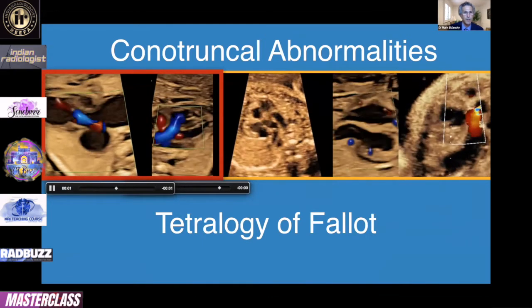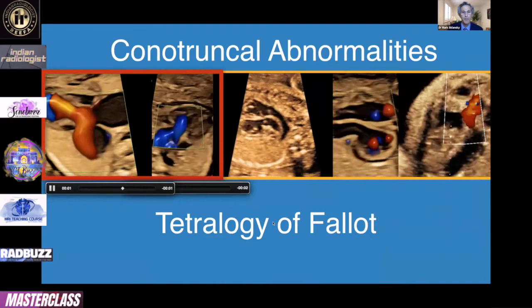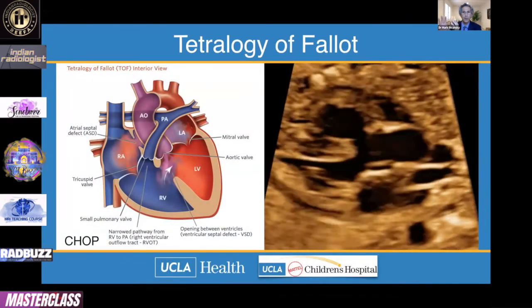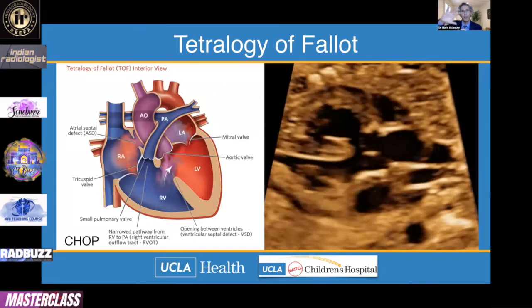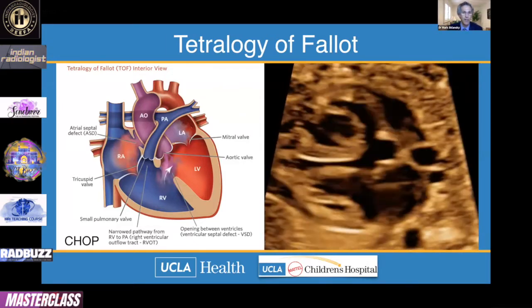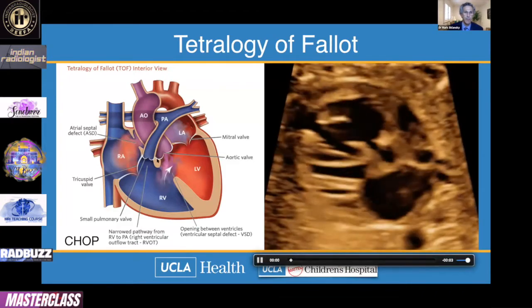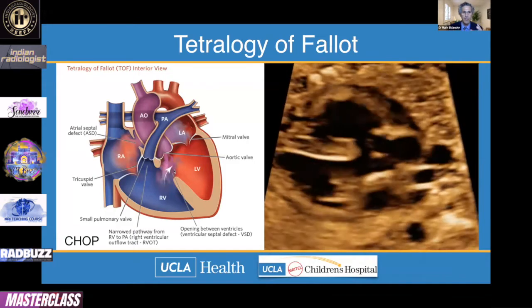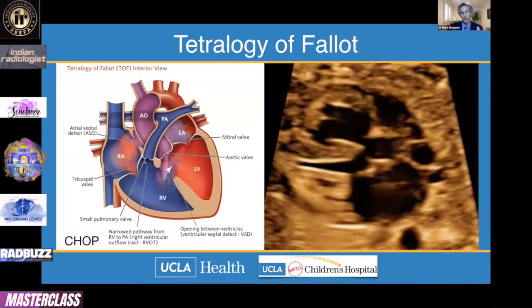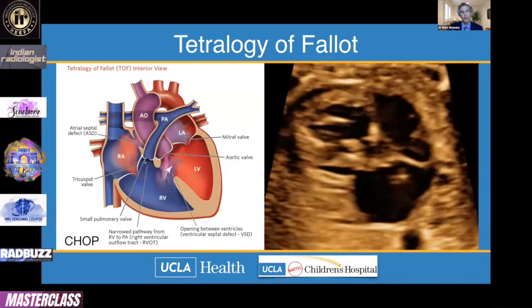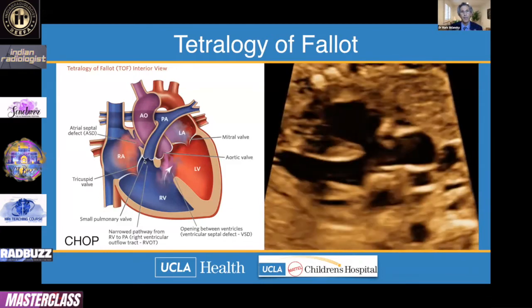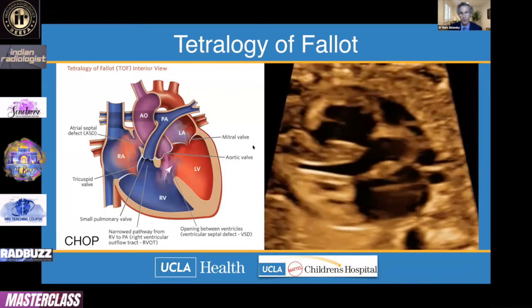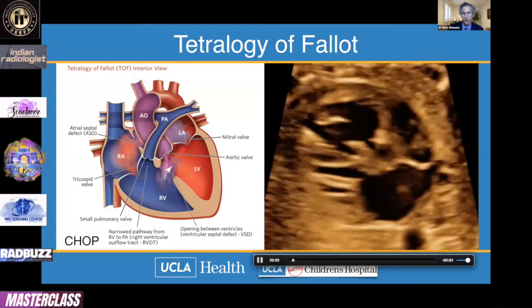This is two views of tetralogy of Fallot. We'll talk about the different types of tetralogy of Fallot. Tetralogy of Fallot, as I mentioned earlier, is deviation of the conal septum anteriorly into the right ventricular outflow tract, causing the aortic valve to be pulled over to cause a VSD, aortic override, and the conal septum gets in the way of the right ventricular outflow tract, so you get underdevelopment of the pulmonary valve, underdevelopment of the pulmonary arteries in many cases.